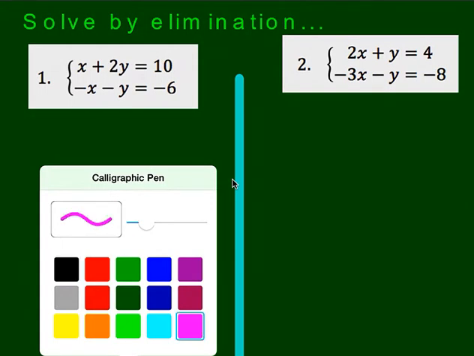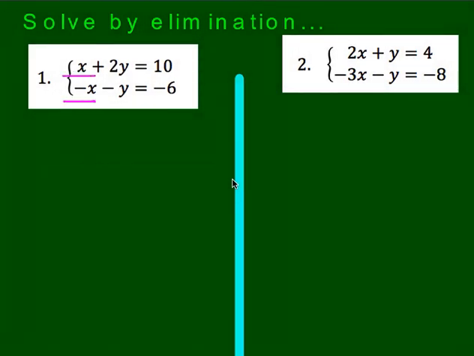So I notice immediately that I have same number, opposite signs, and you're going to notice that's a theme with all elimination problems. You need same number, opposite signs. So since that's true, I know when I add down the columns that my x's are going to cancel out. So I'm going to go ahead and add down the columns. So 2y minus y is just going to be y, and then 10 minus 6 is just going to give me 4. So now I know that y is equal to 4.